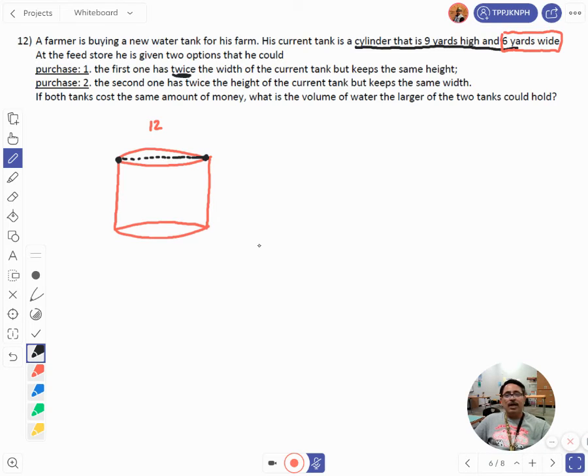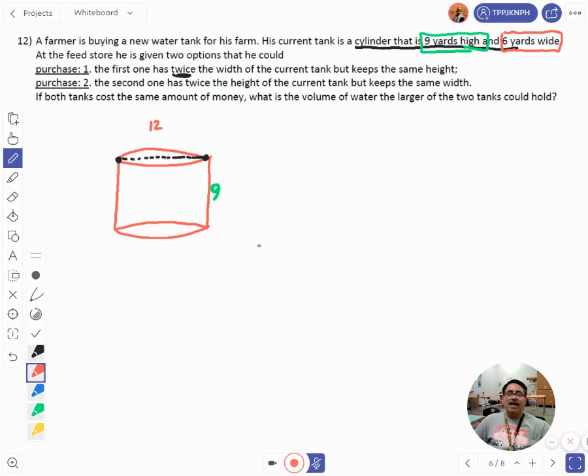Okay. So the first one has twice the width of the current tank but keeps the same height. Same height means, please see that here the 9 yards high is given. Therefore, the height is going to be 9 yards. This is one option.